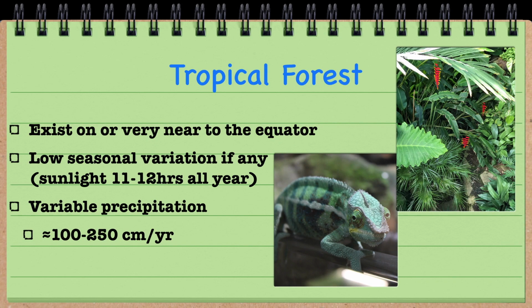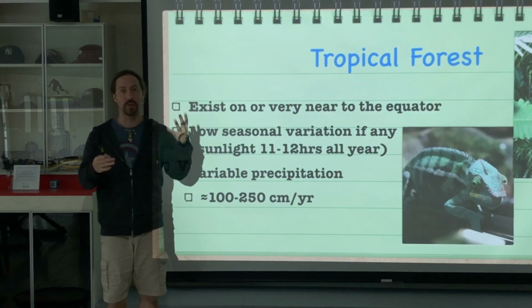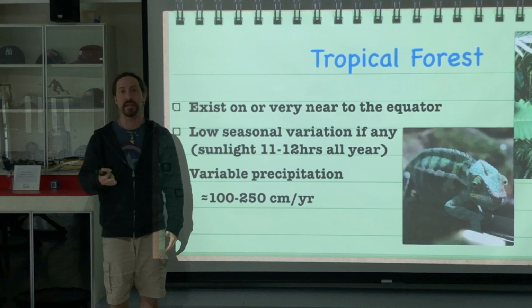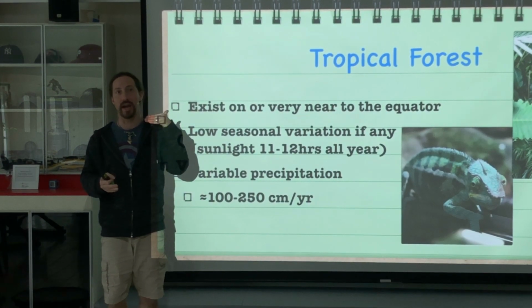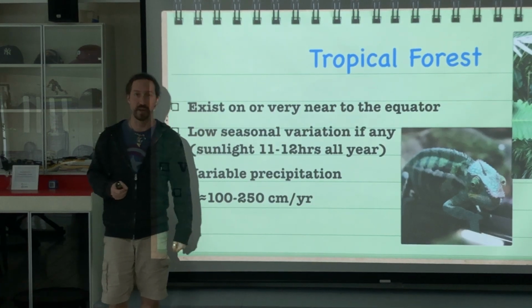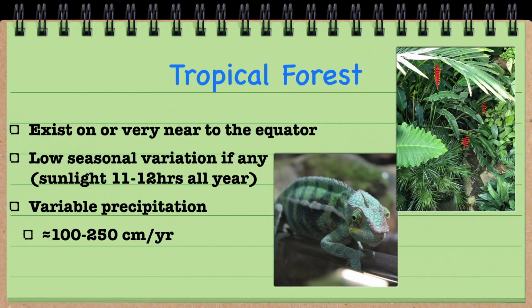There's also very little seasonal variation within this biome. So you end up with sunlight very constant, 11 to 12 hours a day, all year. It doesn't matter when in the year that you're looking. Basically, these plants are going to get the same amount of sunlight every single day, all throughout 365 days of the year. The precipitation, though, can vary greatly depending upon where in this biome you are.